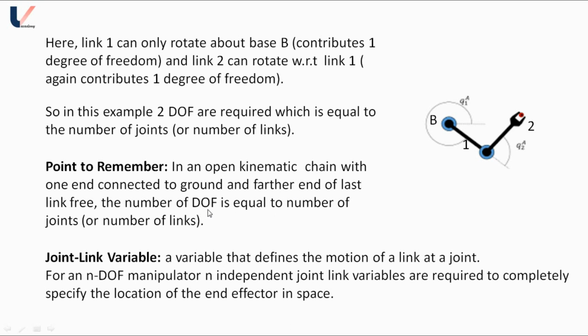Moving further, an important term in robotics is joint link variable. It is an independent variable that defines the motion of a link at a joint. So, the number of joint link variables required to completely specify the location of an end effector in a manipulator is equal to the degrees of freedom in a manipulator. Simple and easy? Okay, moving further.